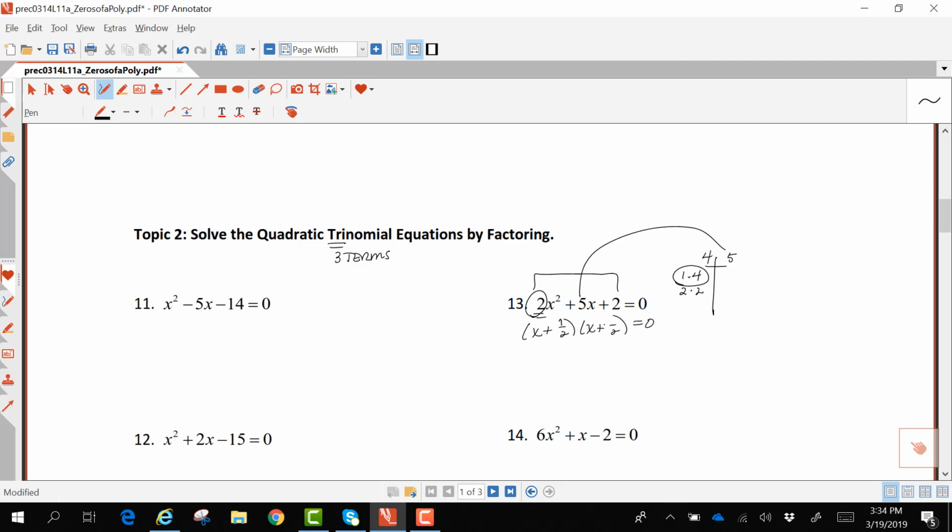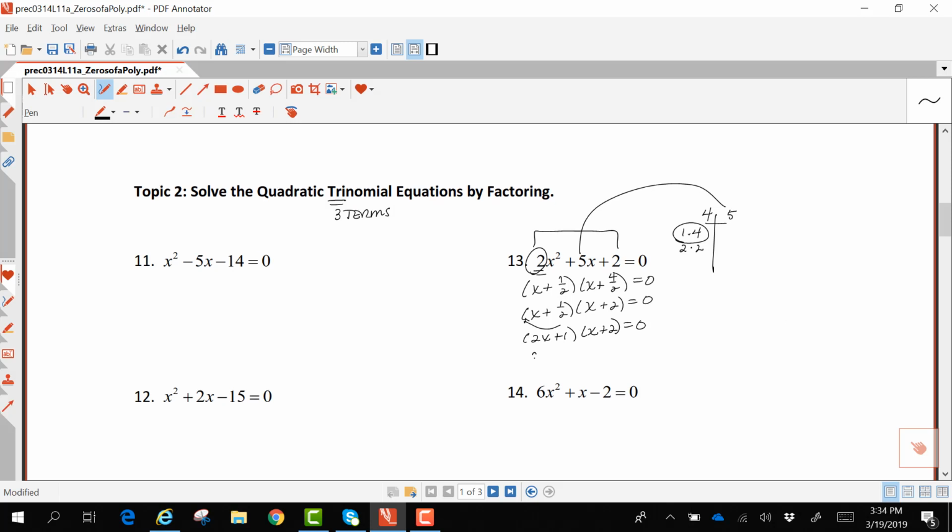I put the 1 over the 2 and the 4 over the 2. In reducing or simplifying these fractions, I get an x plus 1/2 and an x plus 2. Anytime I have a fraction remaining, I fix this problem by pushing the 2 up in front of the x, resulting in a 2x plus 1 times x plus 2 equaling 0. Now I set each factor equal to 0, resulting in solutions of a negative 1/2 and a negative 2.